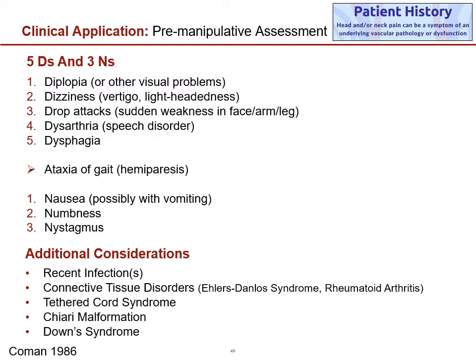Additional considerations that are worth noting, but again, these are part of your precautions and contraindications: recent infections, connective tissue disorders, Chiari malformations, Down syndromes. Again, this gets to your upper cervical instability.